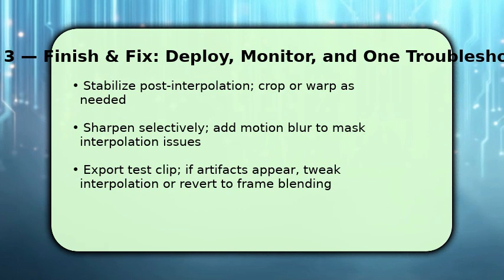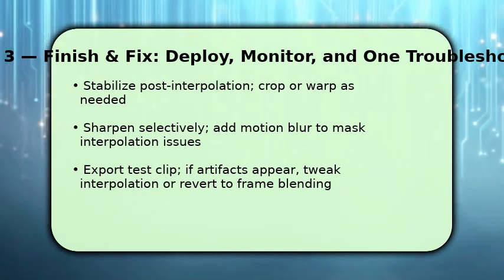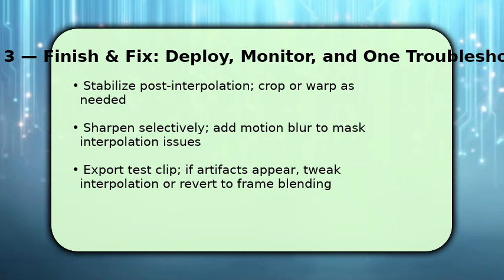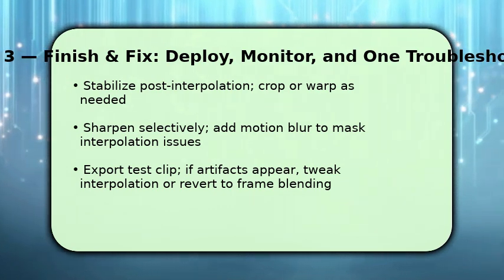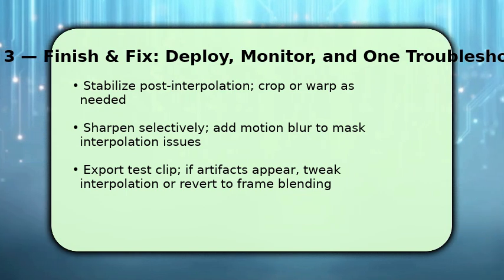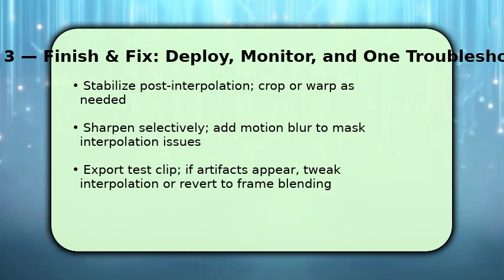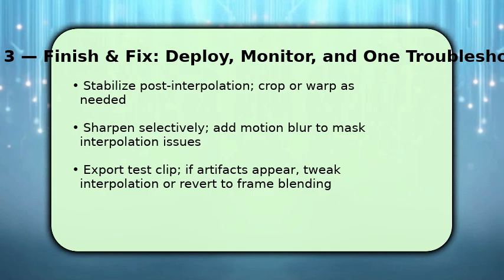Export a short test clip at final codec and watch at full speed. If you see warping or ghosting, reduce interpolation strength or switch to frame blending for problem sections. If persistent, reshoot at a higher FPS where possible.